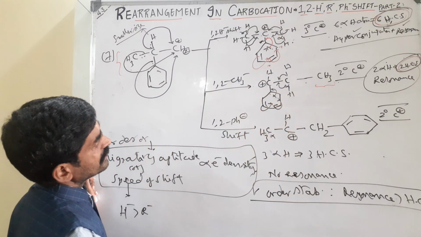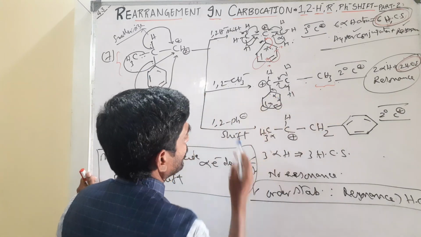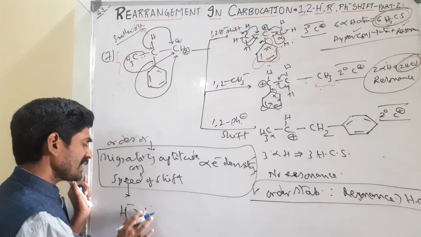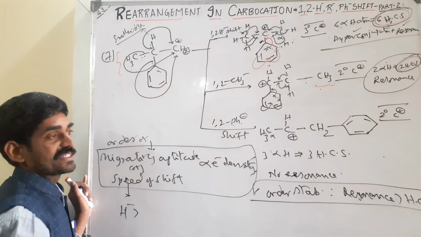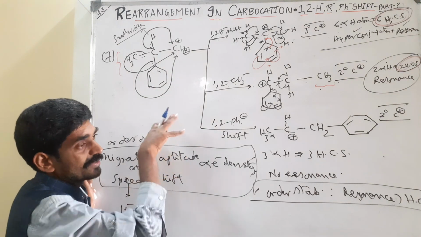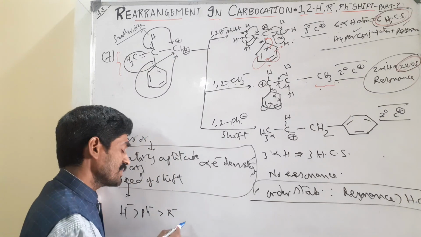So what is there here? This is phenyl, so this is a phenyl shift, and this is an alkyl shift. If methyl shift, alkyl shift and phenyl shift are all possible, the phenyl shift gives more stability. Next is the alkyl shift.